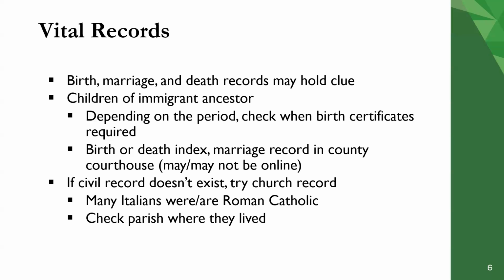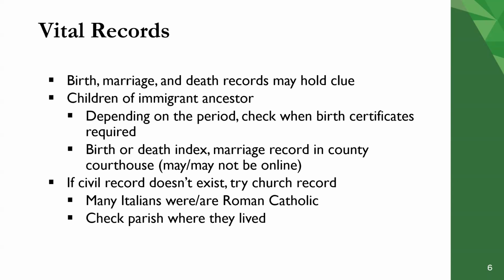Vital records would be the other thing you'd be looking at: birth, marriage, and death. Maybe he came over alone or she came over alone and they married here in the country. You want to check the marriage record to see what information is on that, because it may say more than just Italy. It may actually give you the town that they're from. Children, maybe find out when that particular area they were from started keeping birth certificates. You might be able to find out on the birth certificate what town they were from.